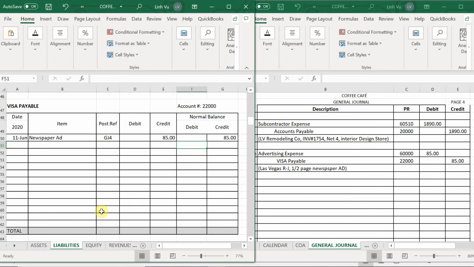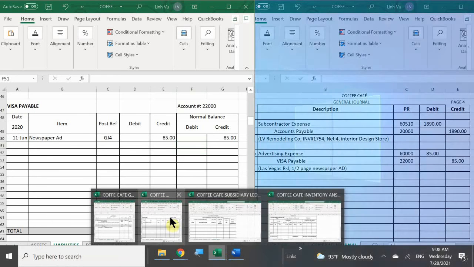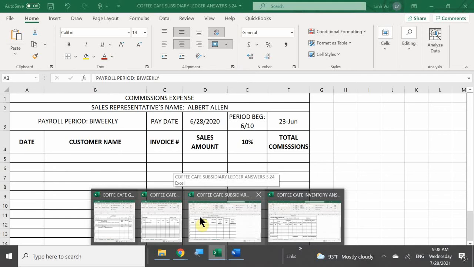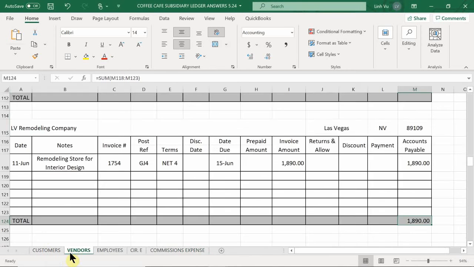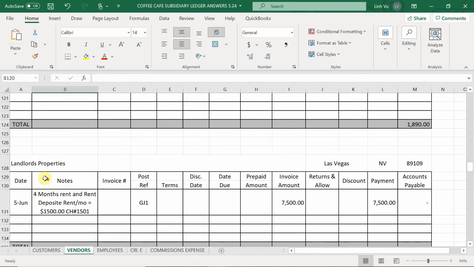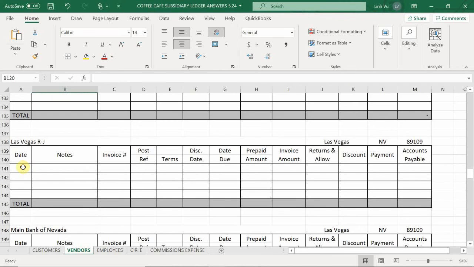Now, because we dealt with the Las Vegas RJ, we need to go ahead and put that information in there too, in case for any reason they don't run the newspaper ad, we can tell them, hey, I already paid you, right? And here is proof. So I'm going to go to my vendors, and this is the Las Vegas RJ. So there it is, Las Vegas RJ.